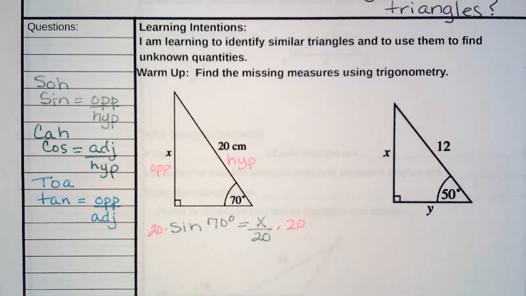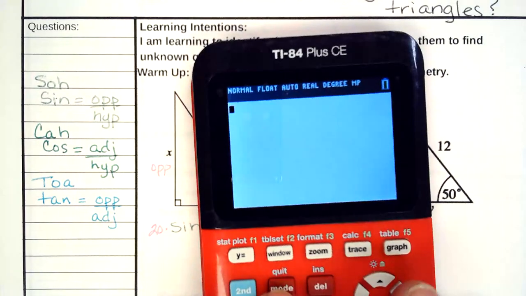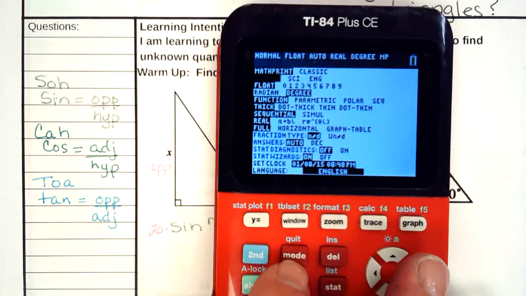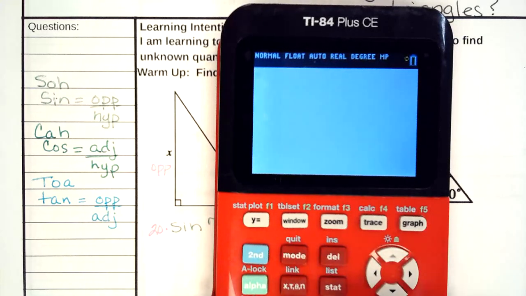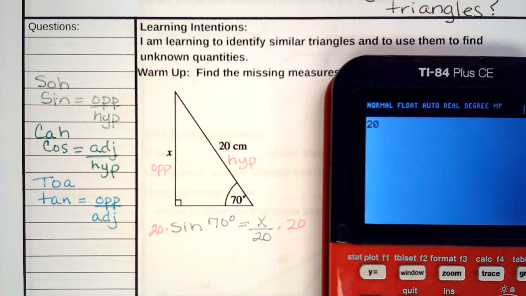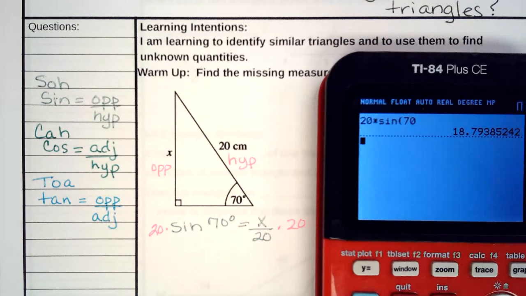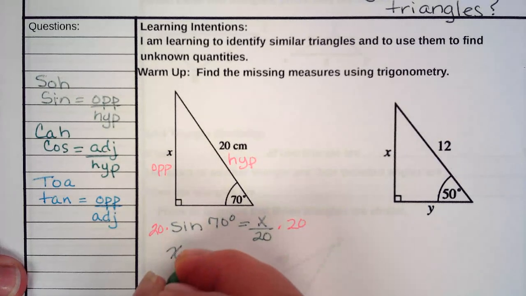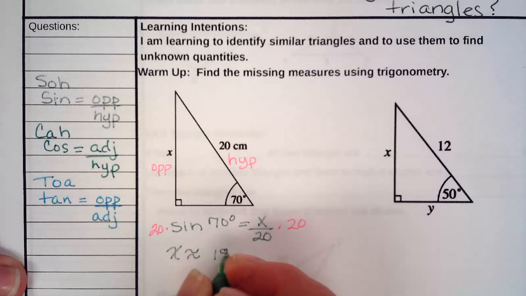As I'm getting ready to start, the first check I always do is to make sure I'm in degree mode. Your mode button's right there. I am, so I hit second, mode. Now, 20 times the sine of 70. And I end up with 18.79, which is about 18.8. And that would be centimeters.